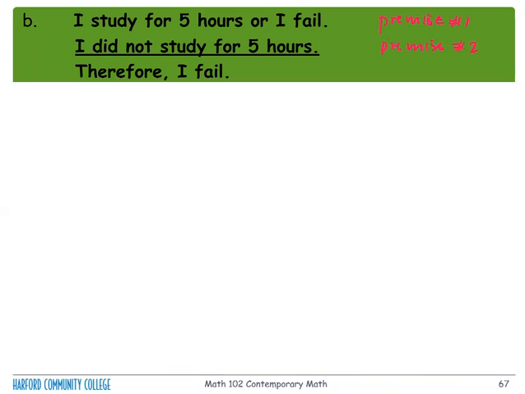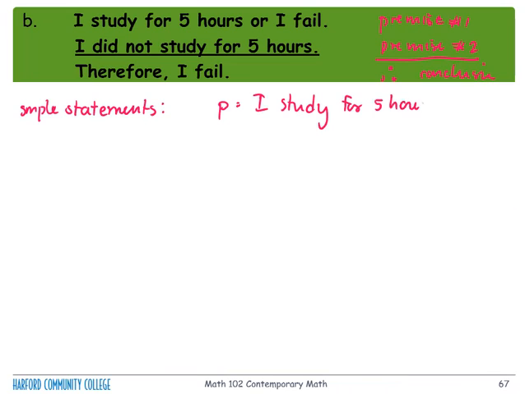Therefore, I fail, which is the conclusion. We're going to identify the simple statements in the symbolic form. So let P represent I study for 5 hours. Statement Q represents I fail.